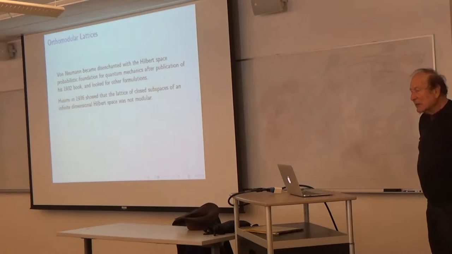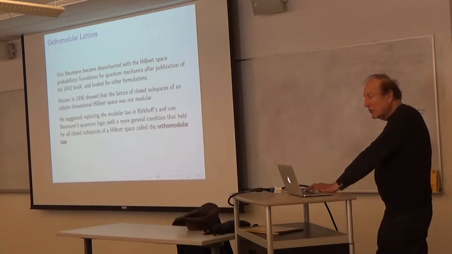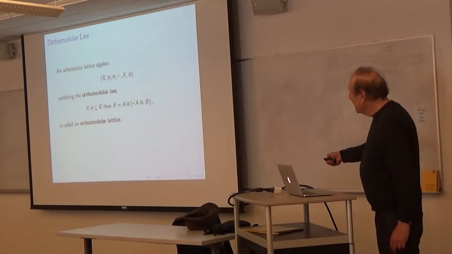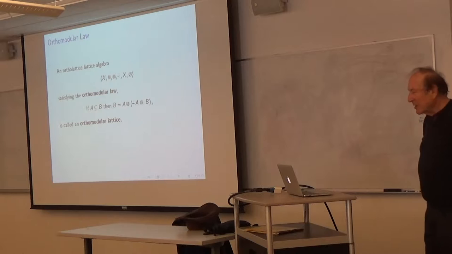Kakutani showed that the lattice of closed subspaces of an infinite dimensional Hilbert space was not modular. He suggested replacing the modular law in Birkhoff's and von Neumann's quantum logic with a more general condition for all closed subspaces of a Hilbert space, called the orthomodular law. And the orthomodular law is a special case of the modular law. It's where you substitute for A. It's just a special case. It's very easy to show. And he called the result an orthomodular lattice.